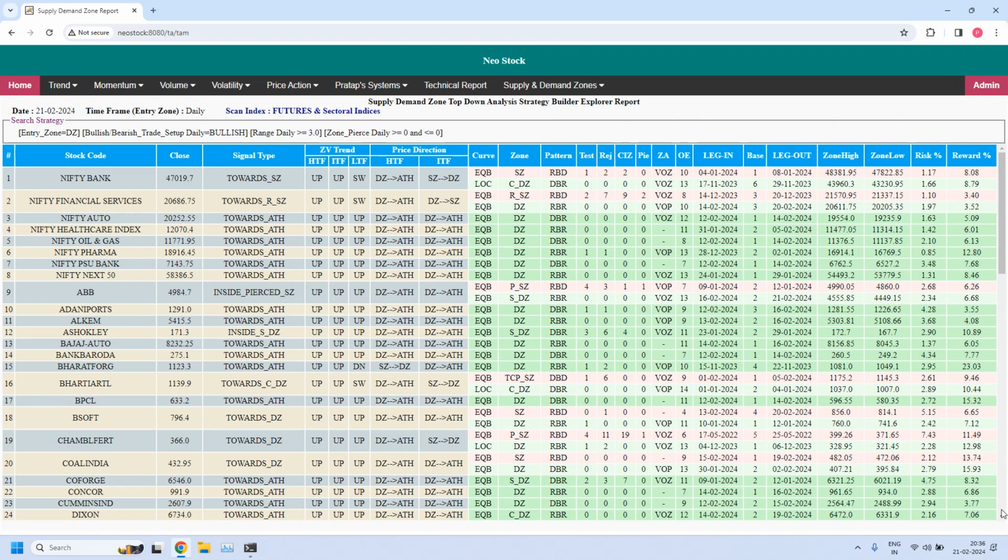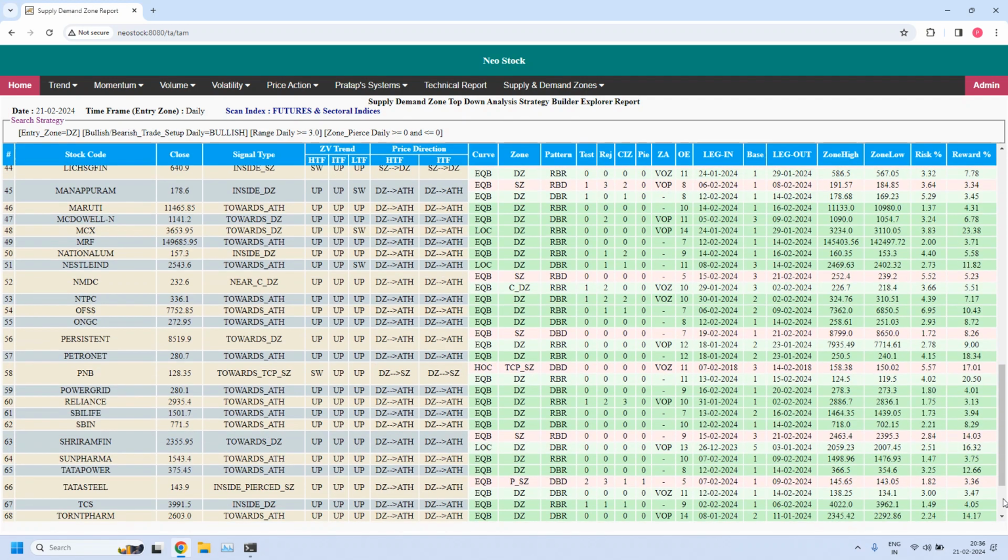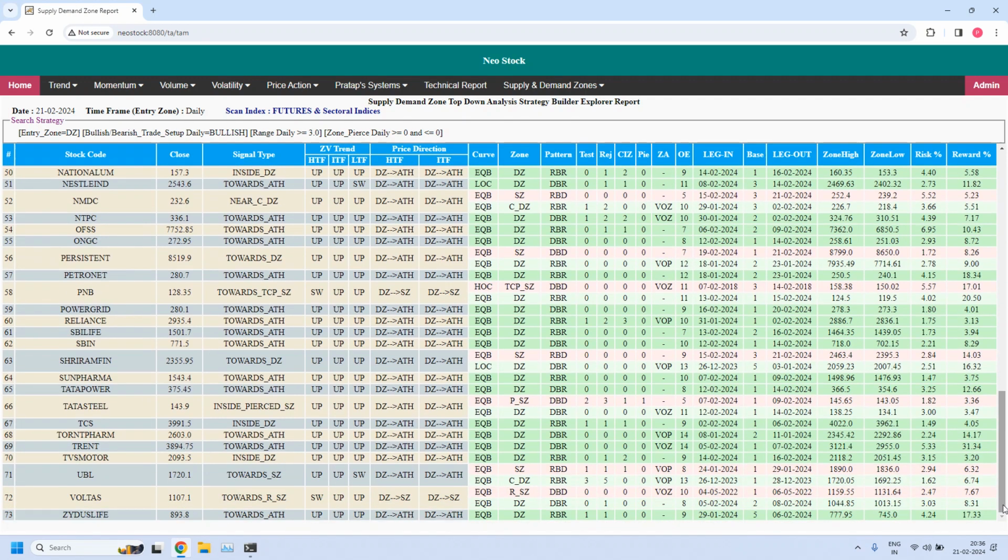Now this is the filtered list. Let me scroll down for your reference purpose. Any of your favorite stocks, you can pause the video and you can study them. Now the list is reduced to 73 members. Still it is a big list. So that is the reason why it is not possible for us to analyze all these stocks.